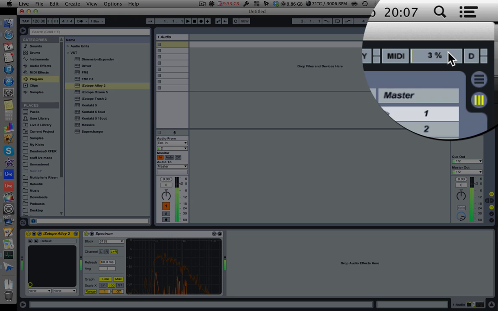Anyway, despite saying 3% on a CPU meter, it doesn't actually mean that I'm using 3% of my CPU right now. This meter, instead of telling you how much of your CPU is being used, the best way to explain it is with an example.